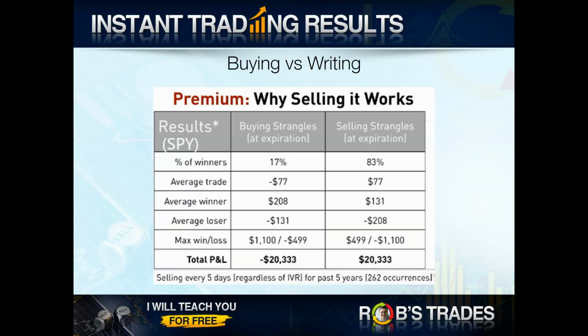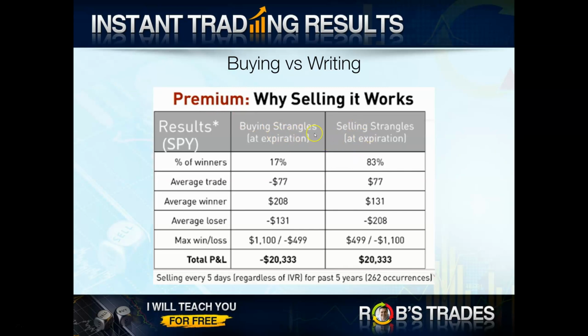Let's have a look at the premium, and then we'll see why selling it works. We want to sell the premium. So here are some results from our broker of selling every 5 days for the past 5 years. This is using the SPY. Okay, percentage of winners. Have a look at this. Buying strangles at expiration compared with selling strangles at expiration.